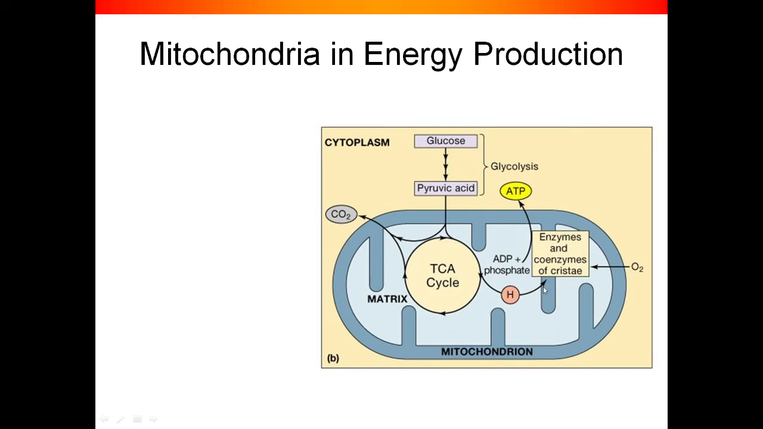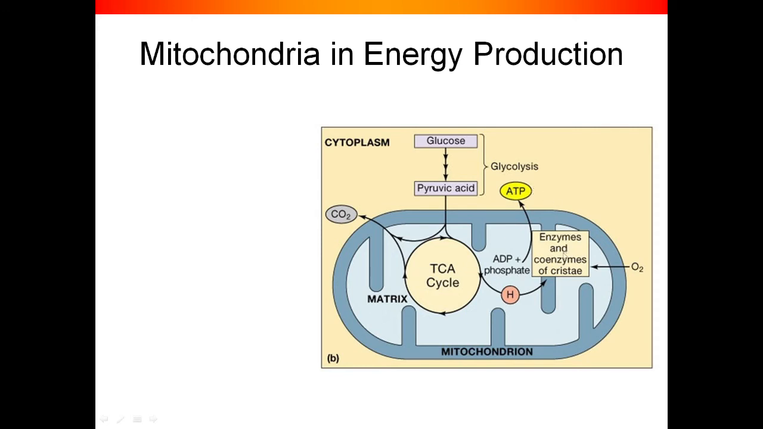And also chemical reactions that happen in these enzymes on the cristae. All right, so the pyruvic acid comes in and goes through the tricarboxylic acid cycle or the citric acid cycle or the Krebs cycle, whatever name you want to use here, right? And then goes through the electron transport chain, which is on the cristae, and ATP will be produced from this.